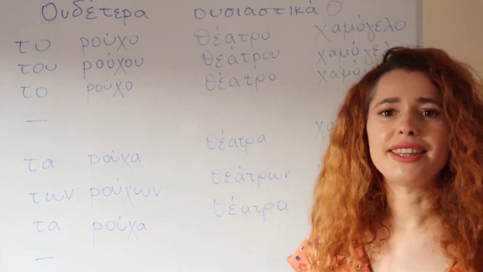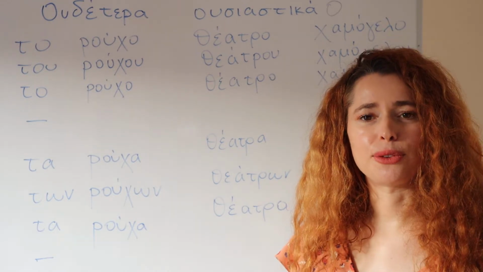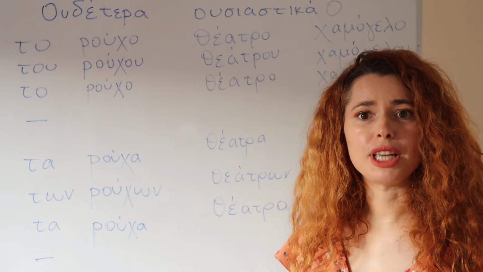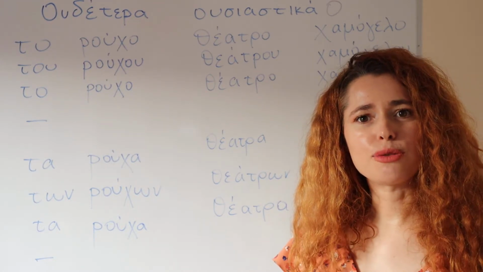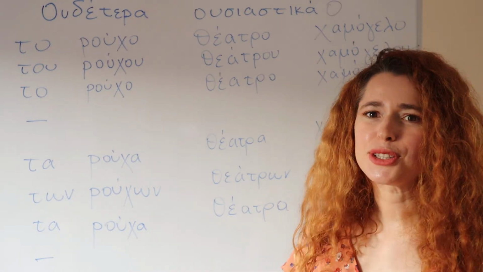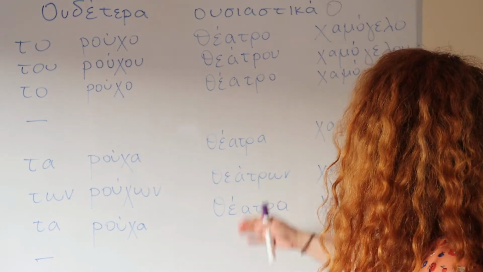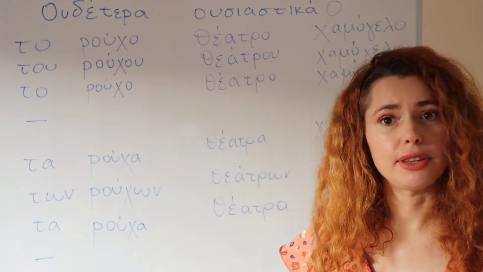Το θέατρο, the theater. Το θέατρο χθες το βράδυ ήταν γεμάτο. The theater last night was full. Του θεάτρου, τα κοστούμια του θεάτρου είναι υπέροχα. The costumes of the theater are wonderful, of the theatrical play actually. Το θέατρο as an object. Αγαπώ το θέατρο. I love the theater.